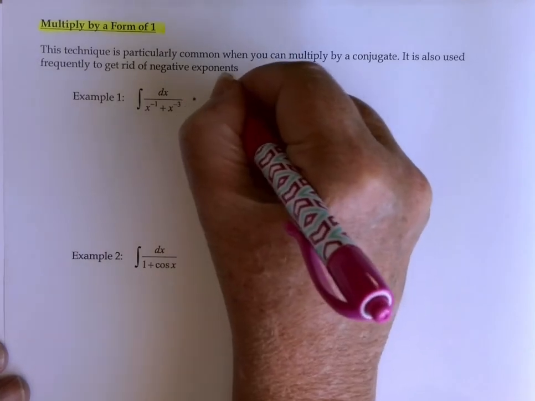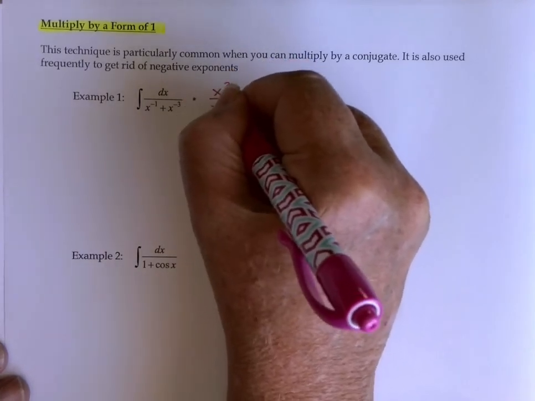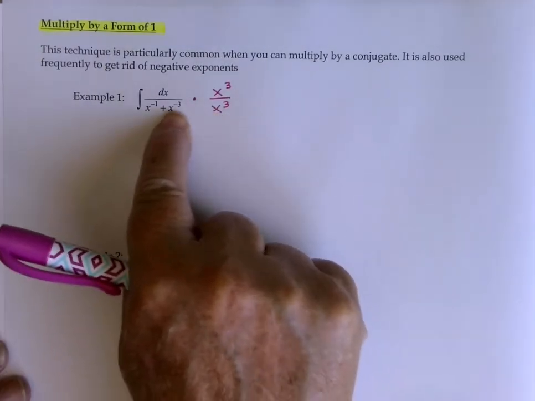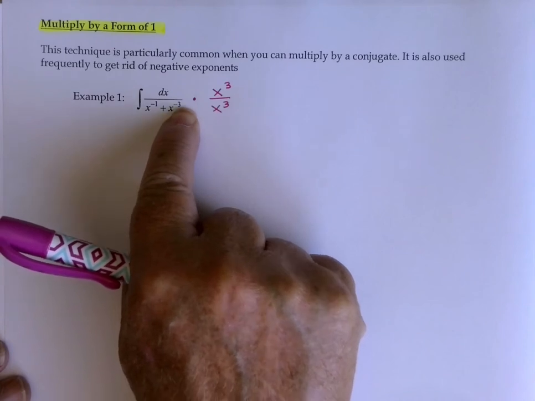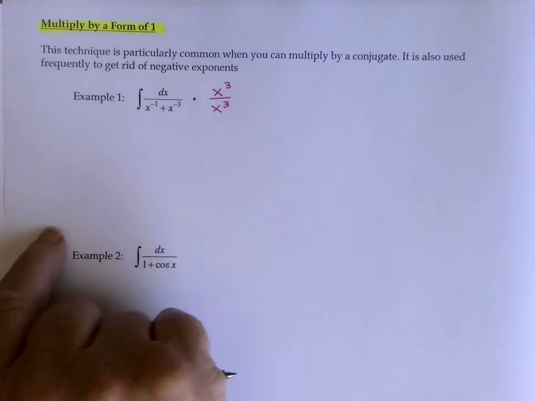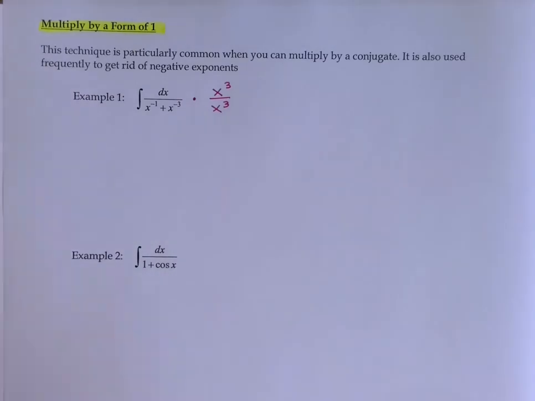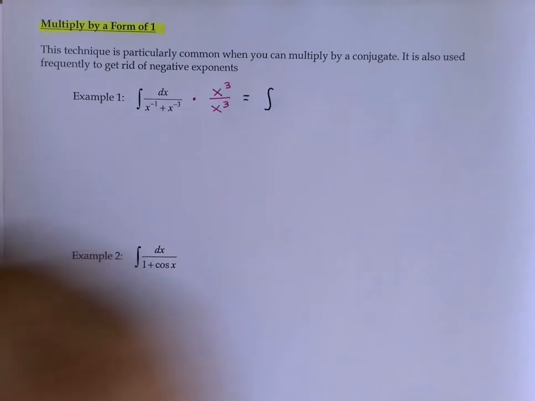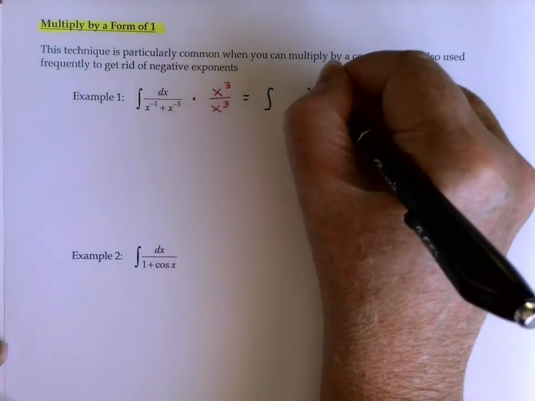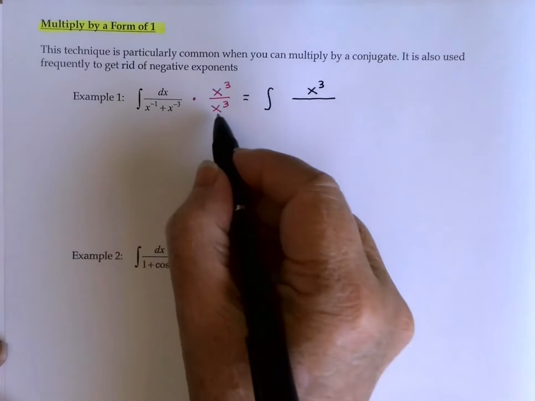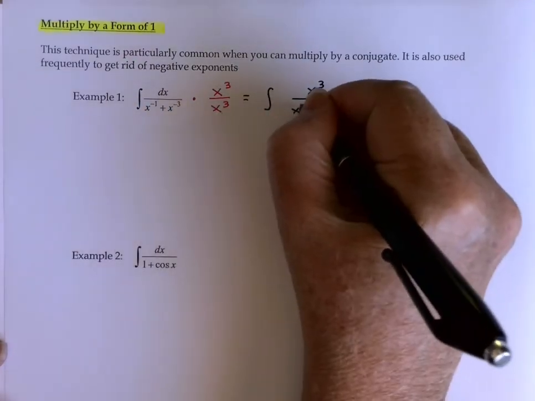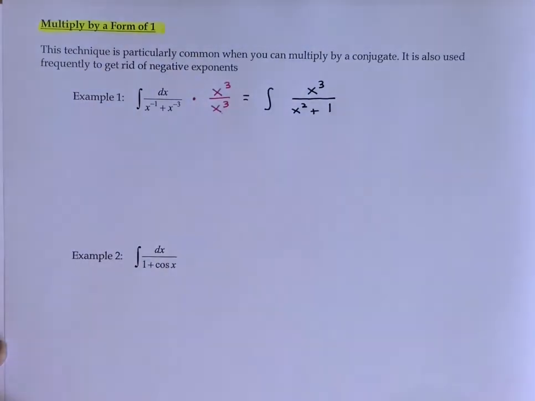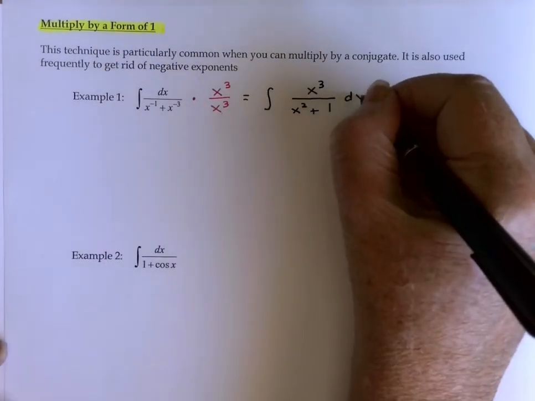I'm going to specifically choose x cubed over x cubed. The reason, of course, being that's going to get rid of all the negative exponents, right? I picked the opposite of the most negative exponent. And what that's going to do is give me an x cubed on top. And on the bottom, I'll have x squared plus x to the 0, which is just 1. And that dx I'm just going to put out here.